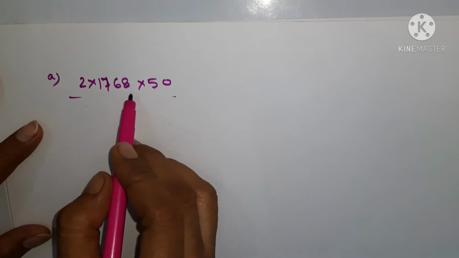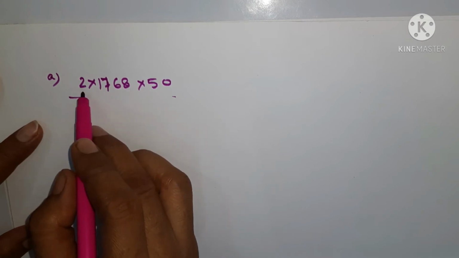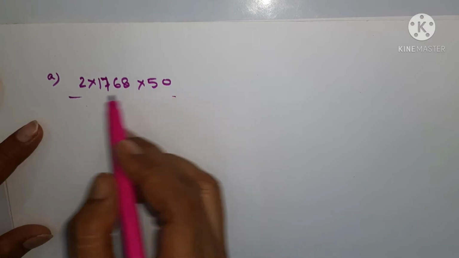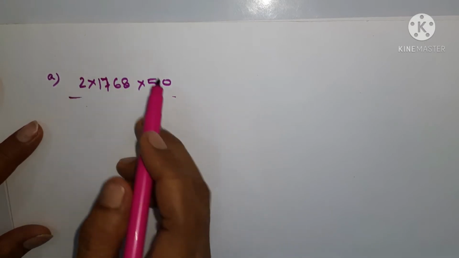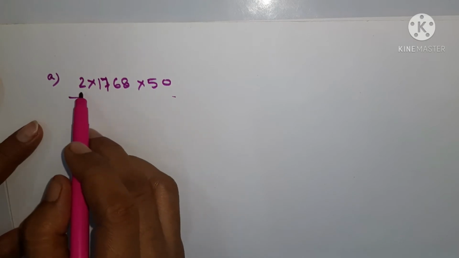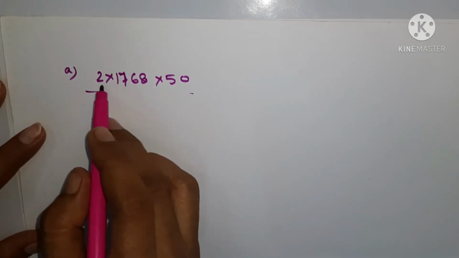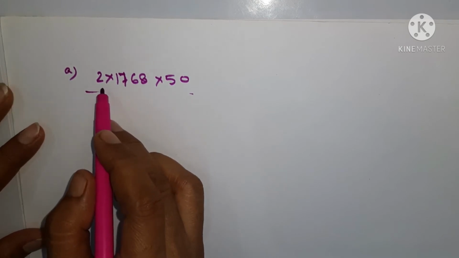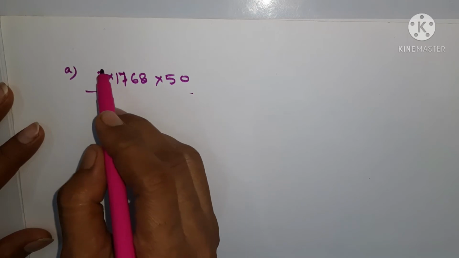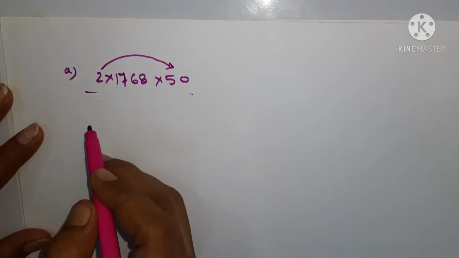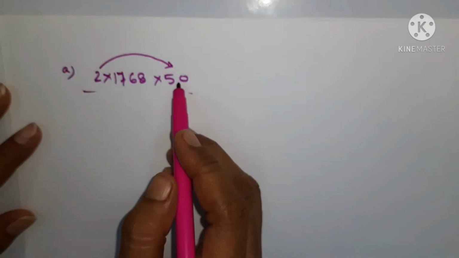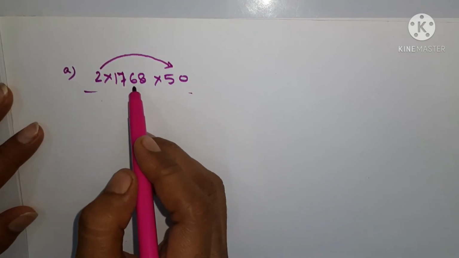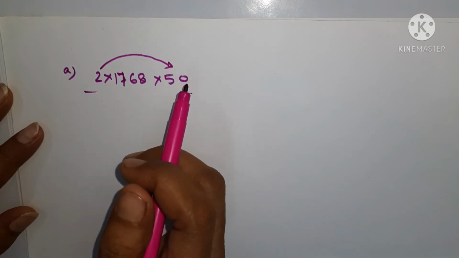Now you can see here that you have one number, this is 2, then a bigger number, and then 50. You can choose any two numbers first. Suppose you feel like this is 2, we can very easily multiply with this and we will get the answer. But what is easier? If you club this with this number, that means you multiply 2 with 50, if you group these two numbers first and then you multiply, it will be easier for you to find the solution.